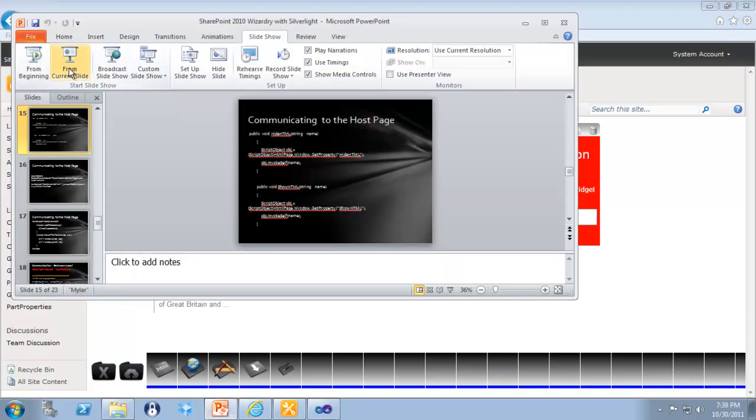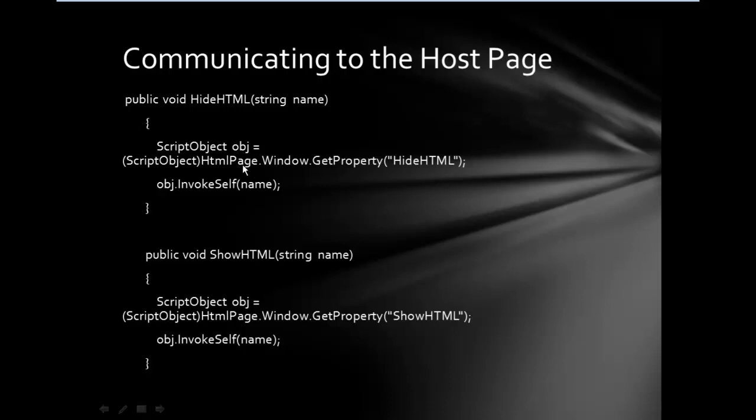So if I get back to the presentation, the first thing is, how am I actually doing this with the platform? How am I actually moving things around? How am I hiding and showing things? And one of the tricks that you use with Silverlight, it's not really a trick, is you can use script object and the Windows get property. And what these end up doing is referencing JavaScript functions that you've actually defined in the page.